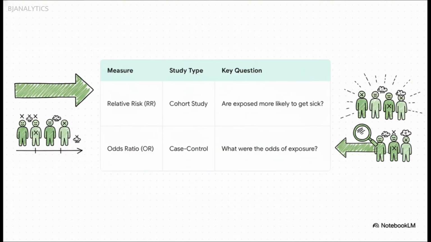So how do we actually compare risk between, say, the factory workers and everyone else? Well, the tool you use depends on your study. If you're doing a cohort study, following people forward in time, you use relative risk. It basically asks, are the exposed people 2 times more likely or maybe 5 times more likely to get sick? But if you do a case control study, where you start with sick people and look back, you use the odds ratio. That asks a different question. What were the odds that the sick people were exposed compared to the healthy people? It's all about picking the right tool for the job.